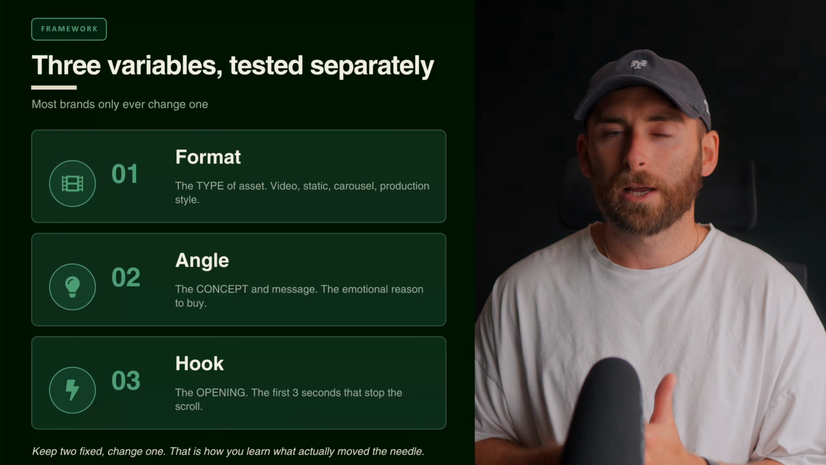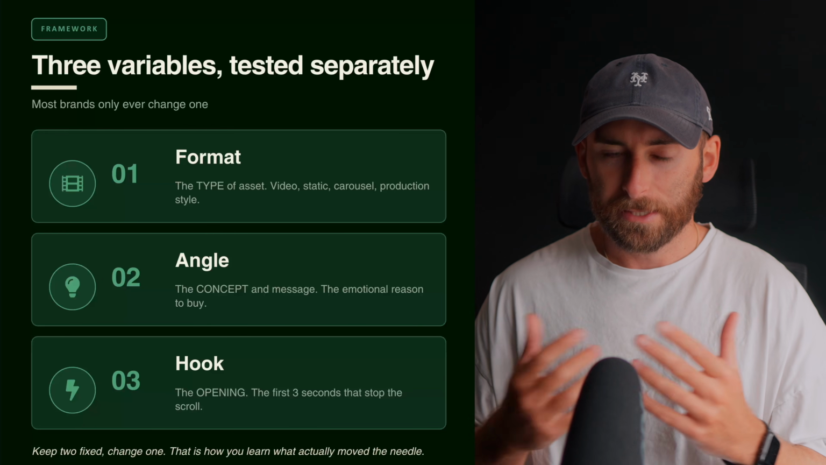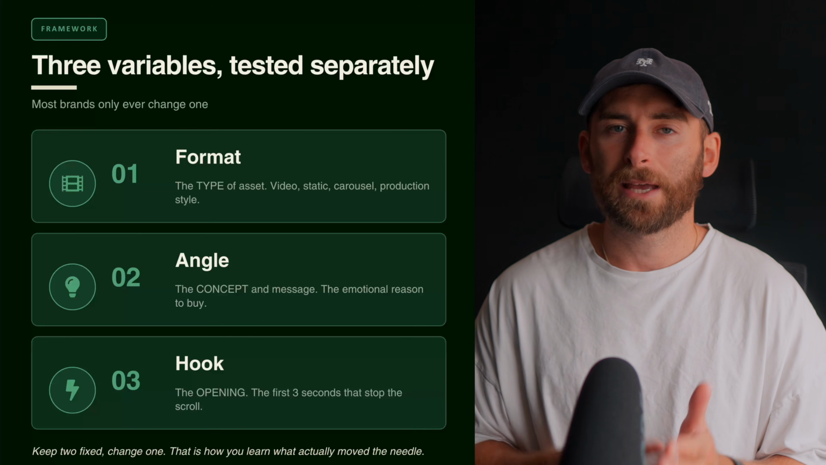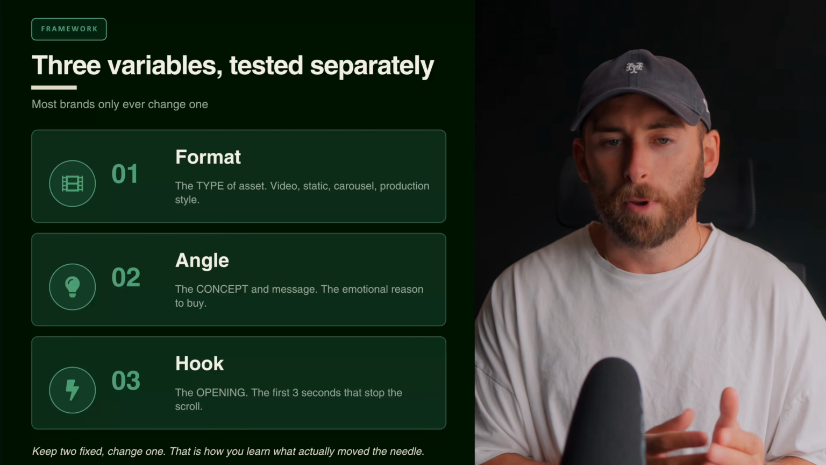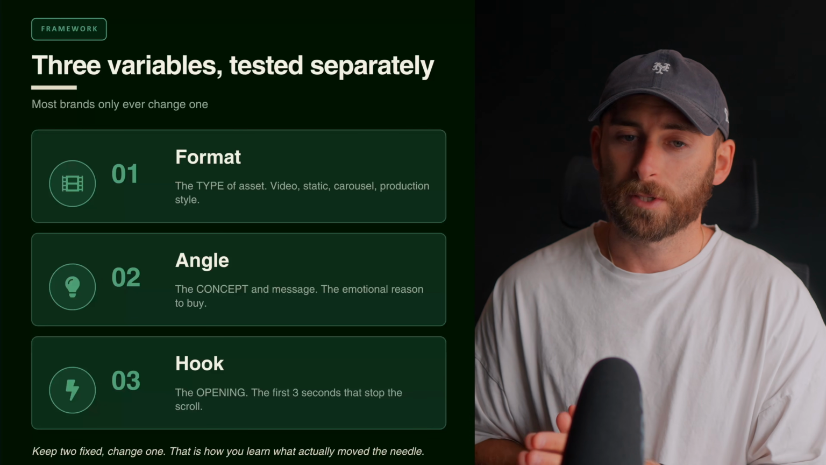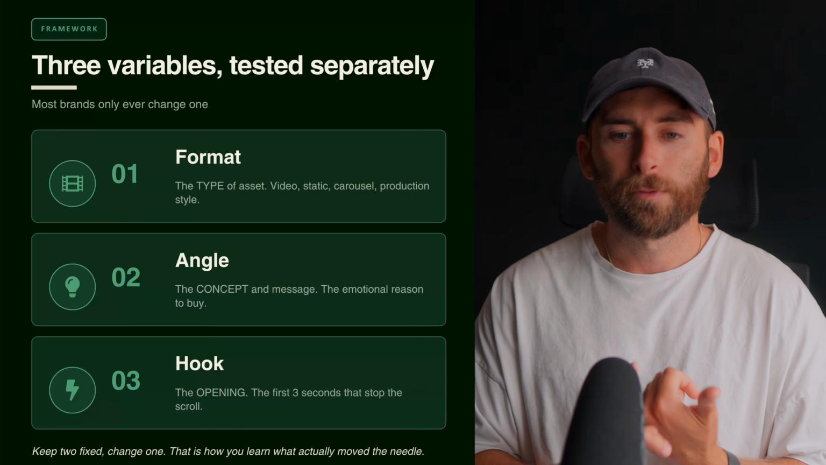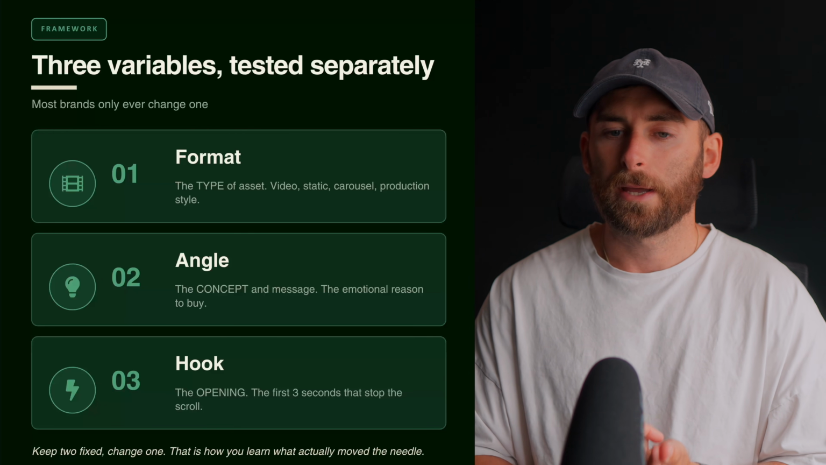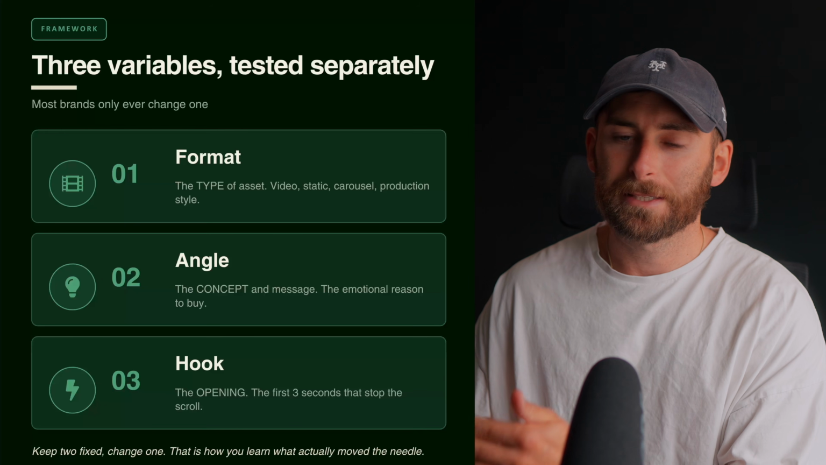The framework that I like to use is this. It's 3 variables and we test them separately. And most brands only ever change one. So the first thing we need to think about is the format. What I mean by format is the type of asset that it actually is.